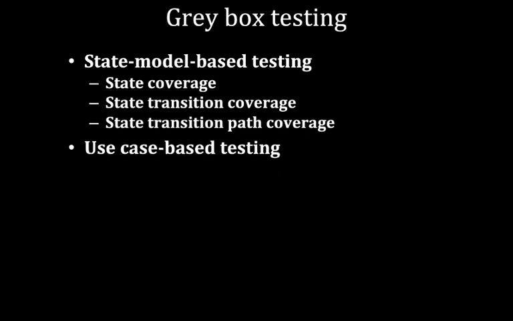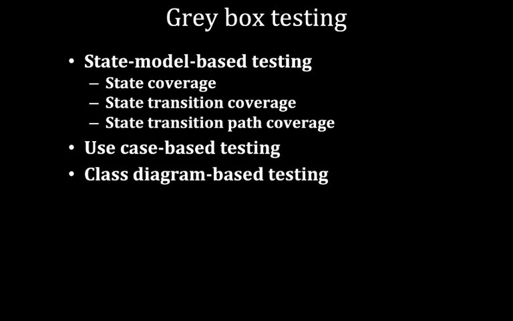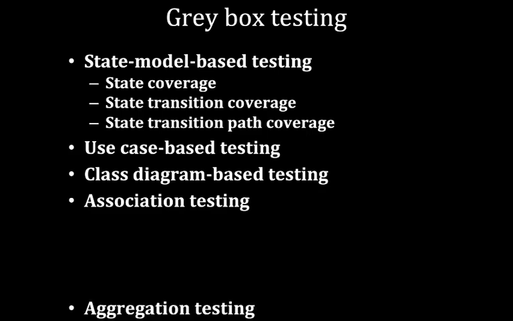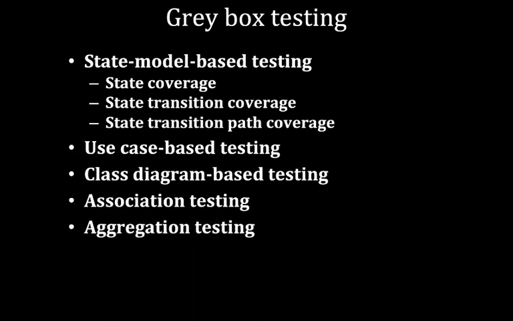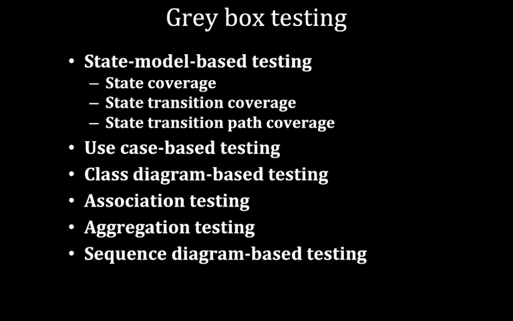Then we have use case based testing. So we try to find out all the use cases and we check whether all the use cases are working properly. Then we have class diagram based testing. We try to test the derived classes. So some classes might be derived from some base classes. So we try to instantiate all the derived classes and they will be tested. Then there is association testing. All the association relations will be tested. Then there is aggregation testing. All the aggregate objects will be created and tested.